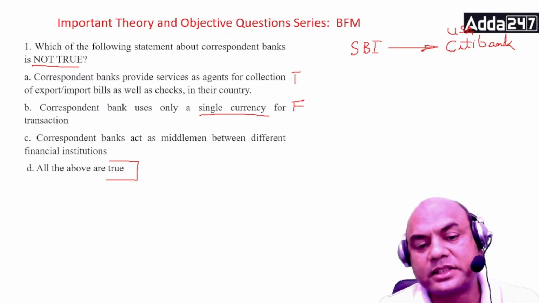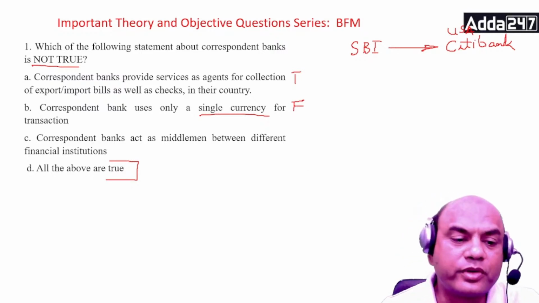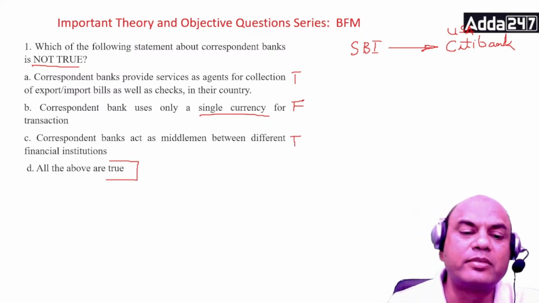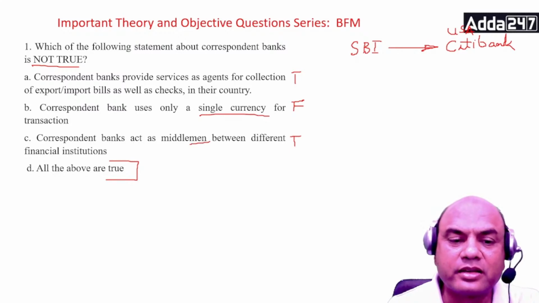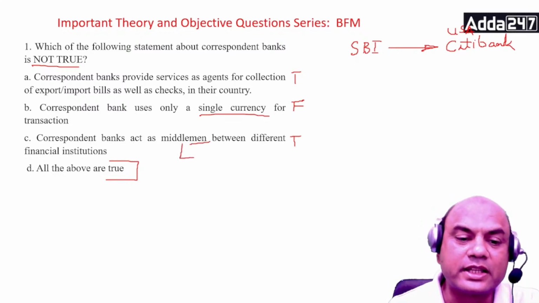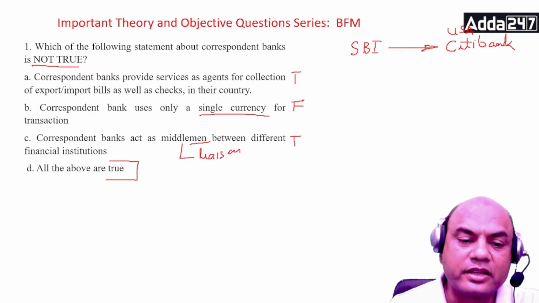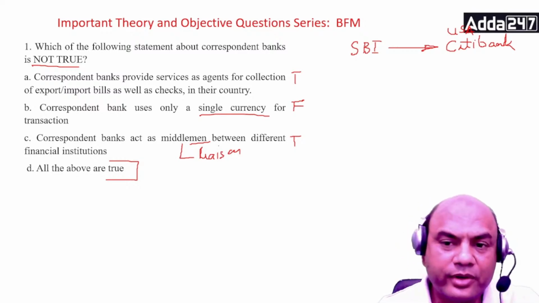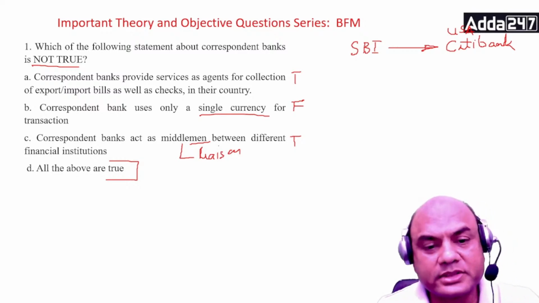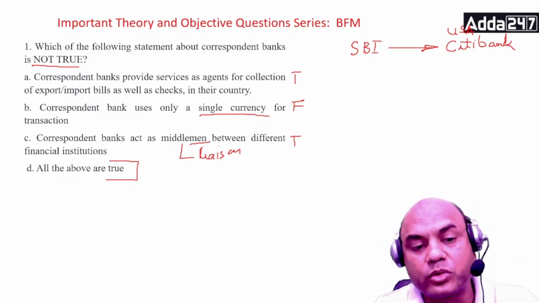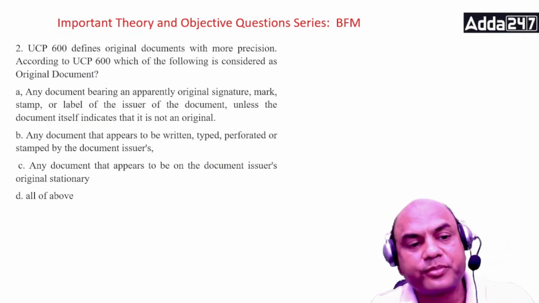Correspondent bank acts as a middleman between the two financial institutions. That is true. Though middleman is actually the wrong word. It should be a middle person, or you can call it a liaison. Liaison means the person who connects the two. So the answer is B. Which one is not true? B is not true.